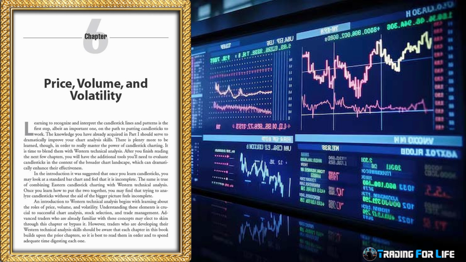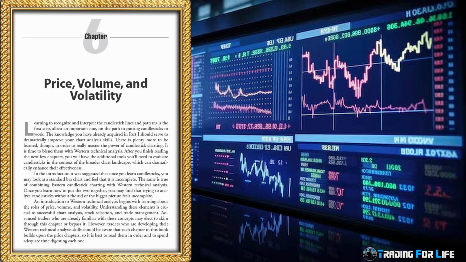After you finish reading the next few chapters, you will have the additional tools you'll need to evaluate candlesticks in the context of the broader chart landscape, which can dramatically enhance their effectiveness. In the introduction, it was suggested that once you learn candlesticks, you may look at a standard bar chart and feel that it is incomplete. The same is true of combining Eastern candlestick charting with Western technical analysis. Once you learn how to put the two together, you may find that trying to analyze candlesticks without the aid of the bigger picture feels incomplete.